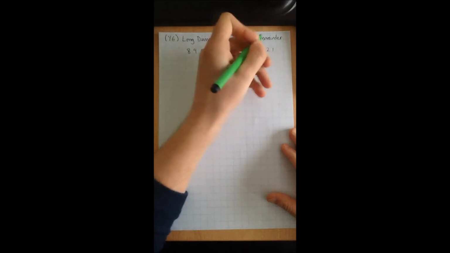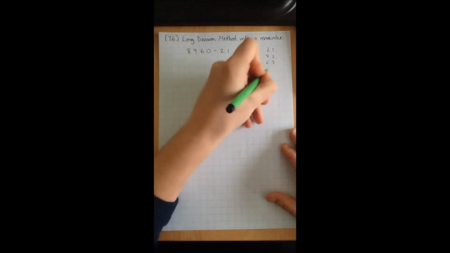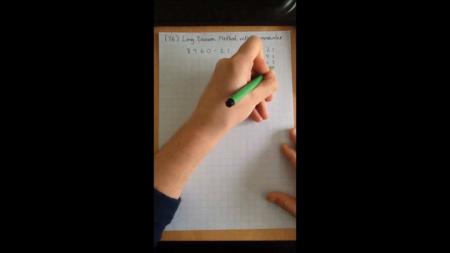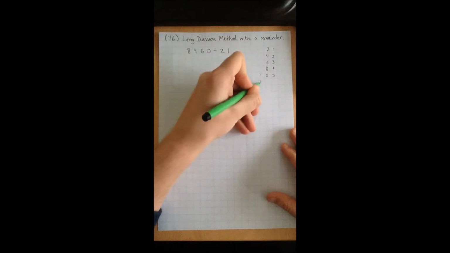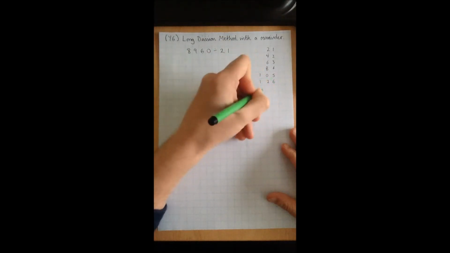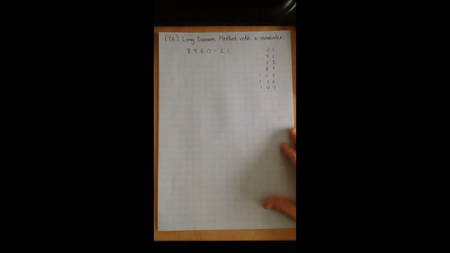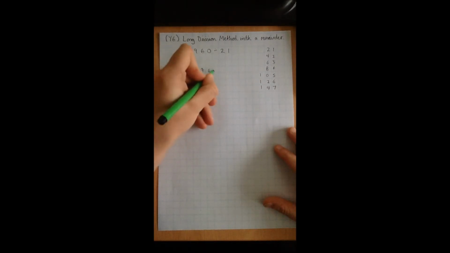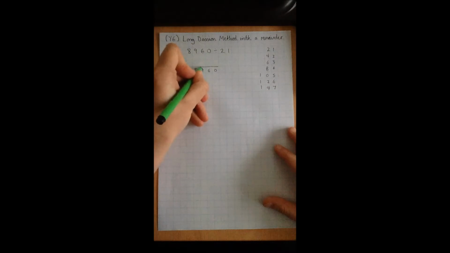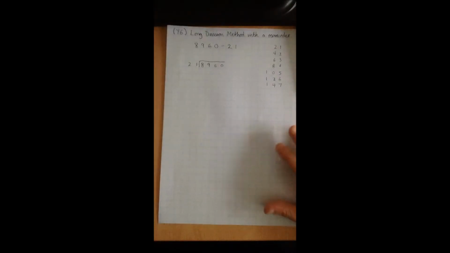So we've got 21, 42, 63, 84, 105, 126, 147. Okay, and then we will lay out the question in just the same way. So 8,960 is the full stop and divided by 21.